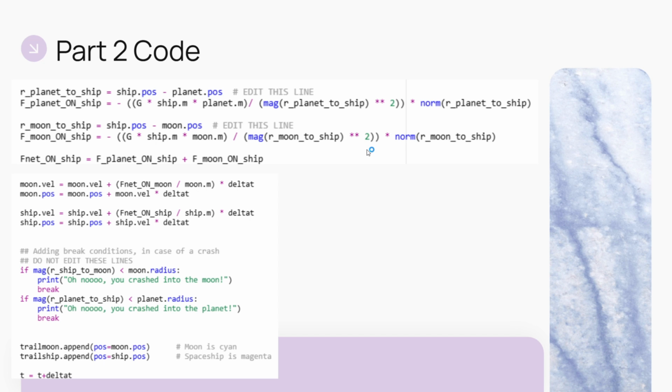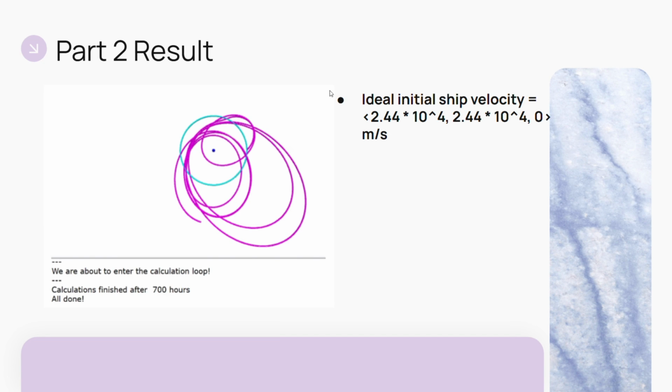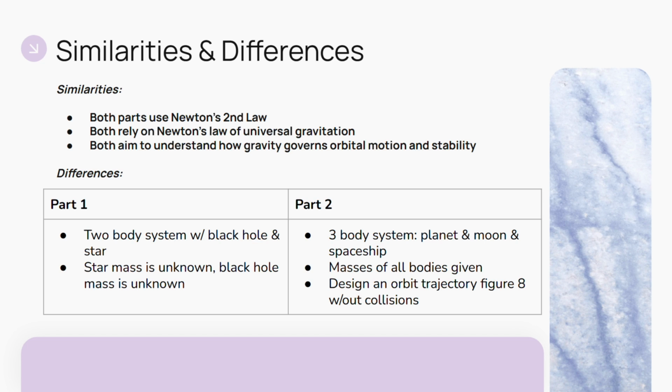For part 2, this is also the code continued. We're finding the ship velocity, the ship position, and then again applying the formula for gravitation. This is our result from part 2. The ideal initial ship velocity is 2.44 times 10 to the power 4, 2.44 times 10 to the power 4, and 0, in meters per second.